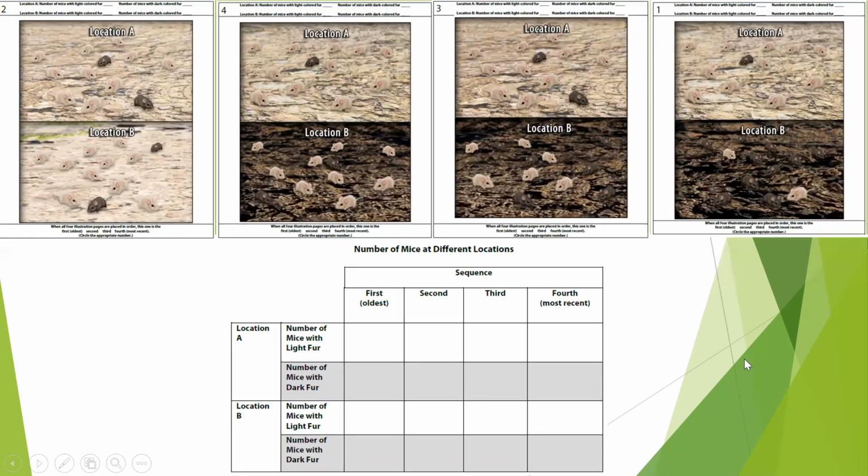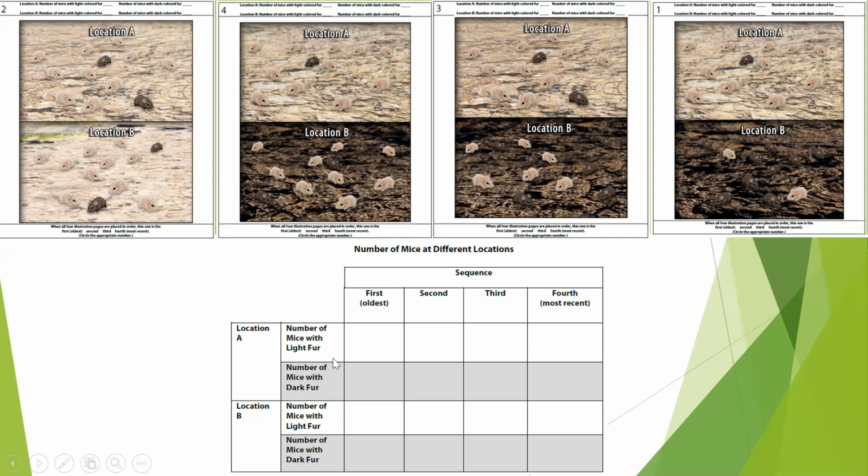All right. So what you guys now need to do with these cards that you have set up in the correct order is record the data. You need to record how many mice are in each of these segments. Where this says first, second, third, fourth, the first means the oldest back in time, where fourth is the most recent in time. That's the order we have here, 2, 4, 3, 1. You can go ahead and write those numbers here, 2, 4, 3, 1.